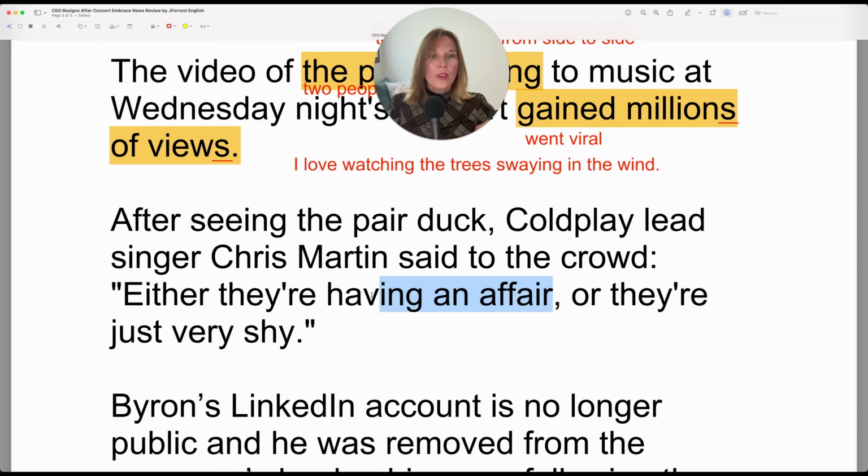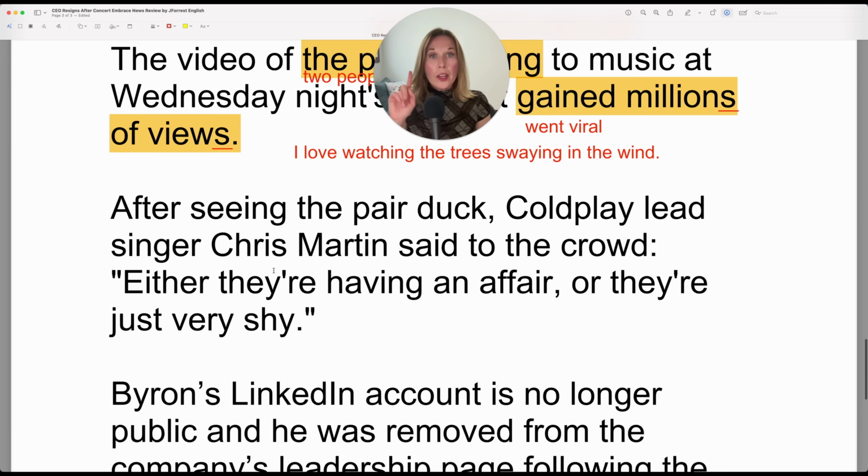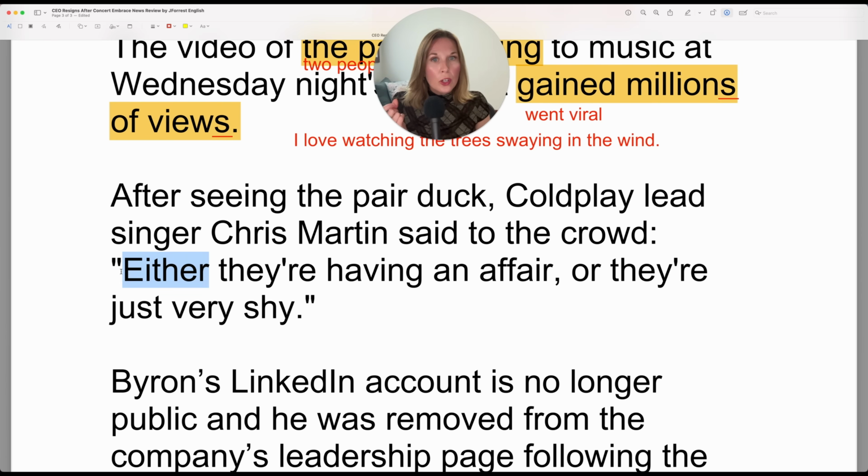Either they're having an affair, which means that both of them are married or in another relationship, but then they're seen publicly together as a couple because they were embracing, or they're very shy. And notice the sentence structure. We have either and then a full clause. A full clause is subject, verb, and then object if required. Either clause or clause. And this means one, option A, option B, but not both.